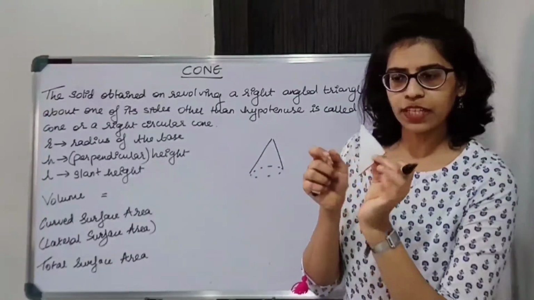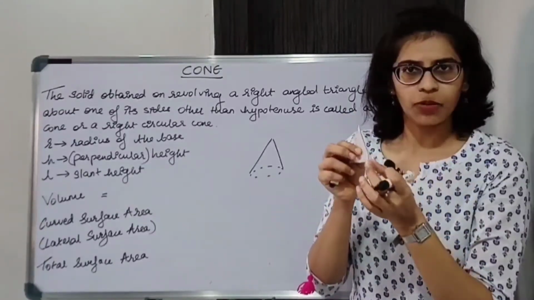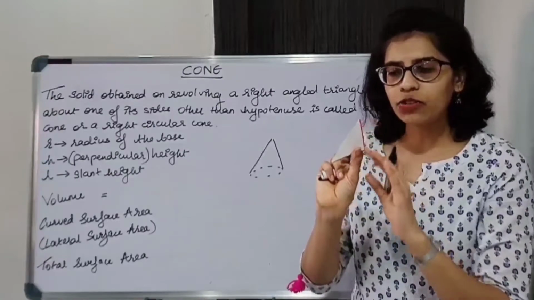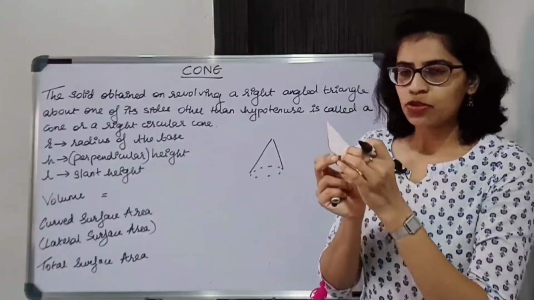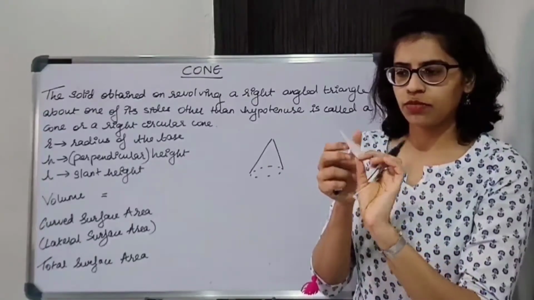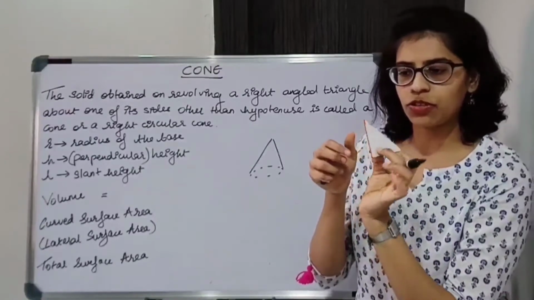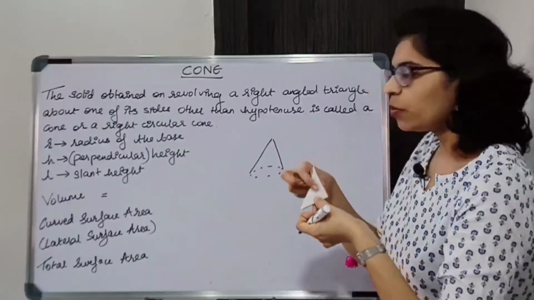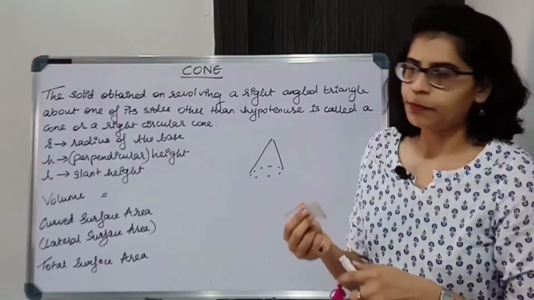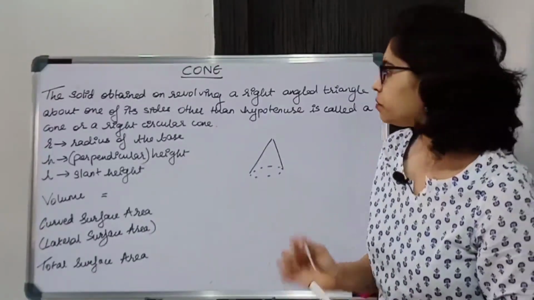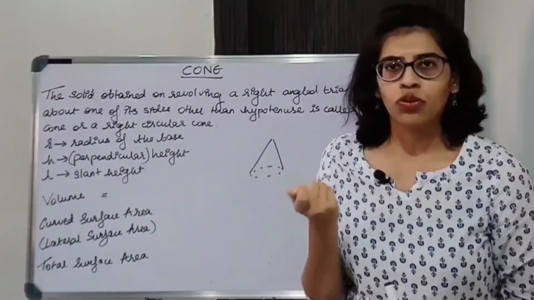Alright, it is revolving like this, or you can rotate it about this red line. So you can rotate it about this side or this side, but not about the hypotenuse. Okay. So if I rotate it like this, then also it is forming a cone. If I rotate it like this, then also it is forming a cone. The only thing is the height of the cone may vary and the base may vary, but it is forming a cone.